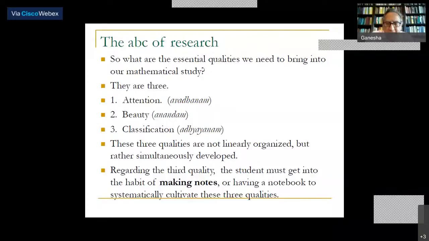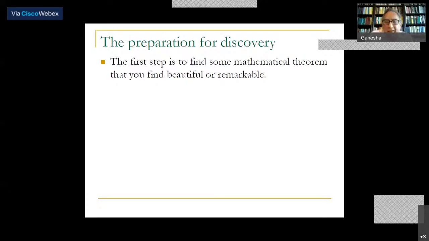So the preparation for discovery, the first step in mathematics, is to find some mathematical theorem that you find beautiful or remarkable. And of course, you can apply this to the other sciences as well. But as I pointed out at the beginning of this talk, I'm focusing on mathematics simply because it seems to have both these artistic and scientific aspects.